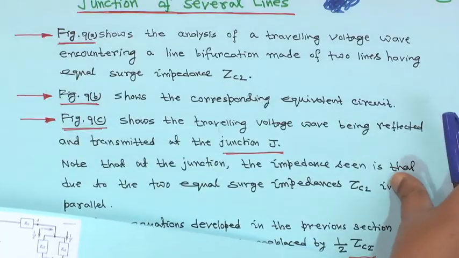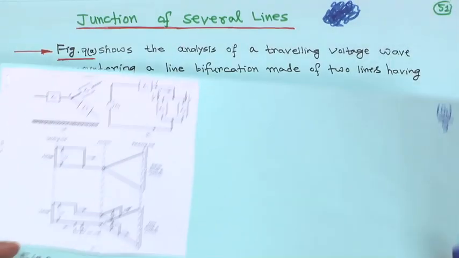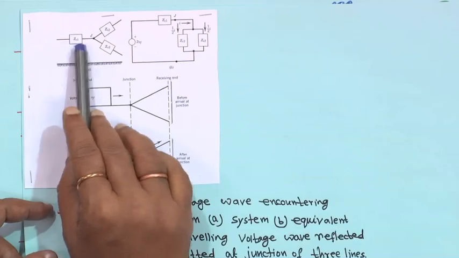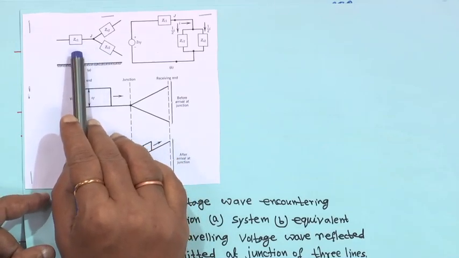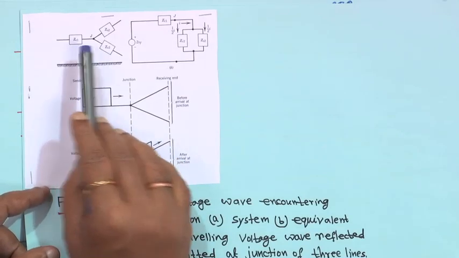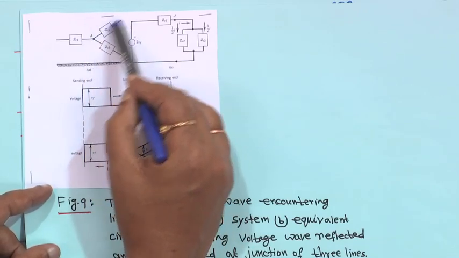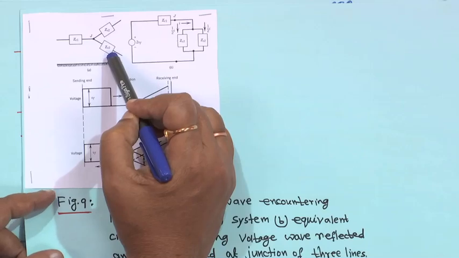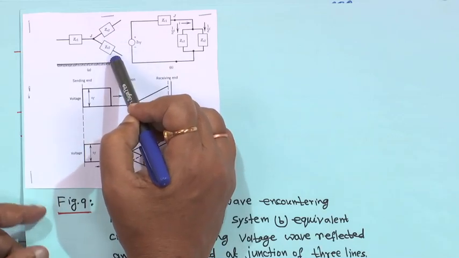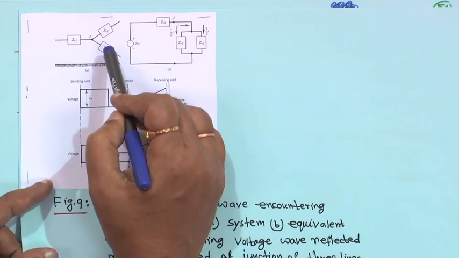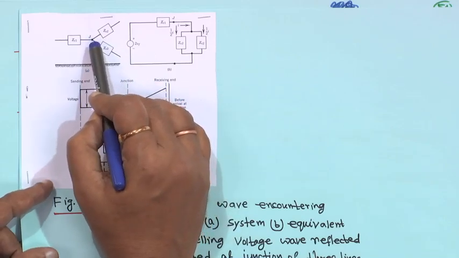Okay, welcome back. Now we will see the junction of several lines. First, look at this diagram. Suppose there is one line whose surge impedance or characteristic impedance is ZC1, and the line is bifurcated here. The surge impedance of this side is ZC2, and this is also ZC2. These two are equal, which we have considered for the present study. It may be different also. And J is the junction.